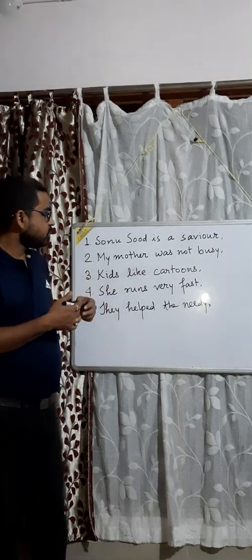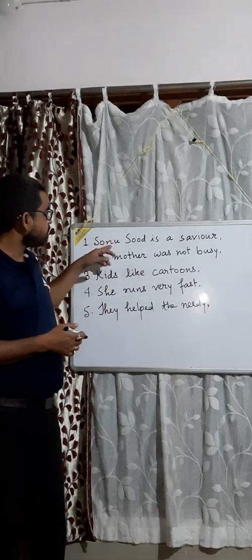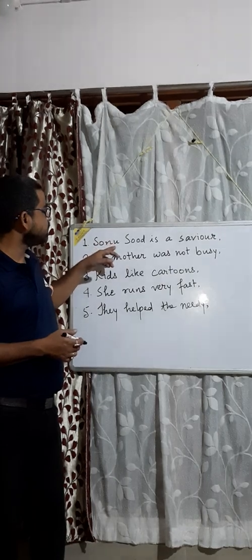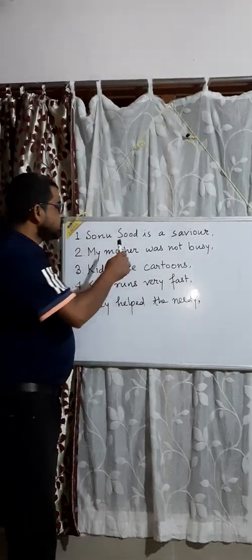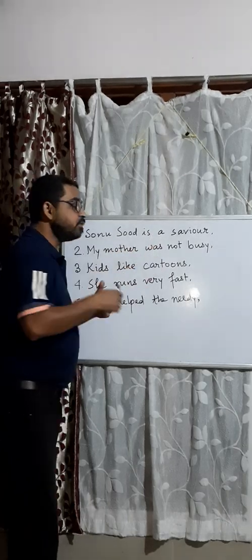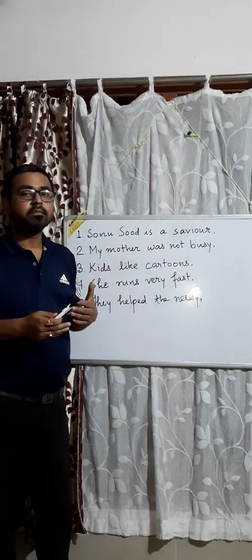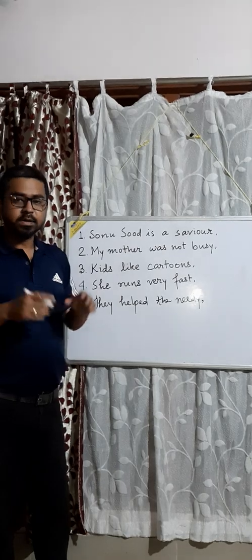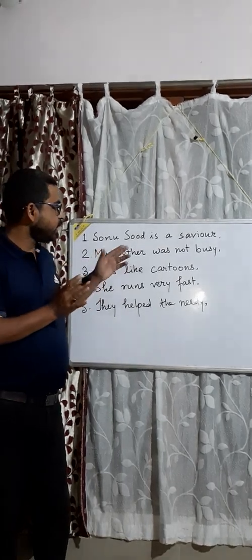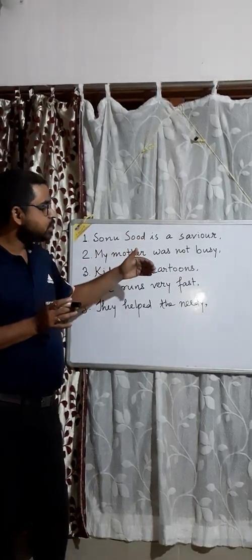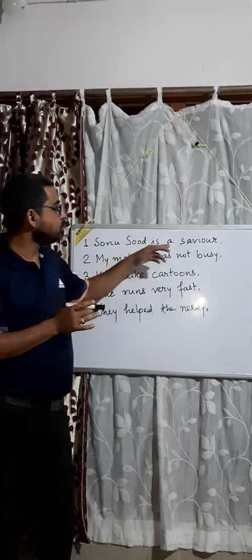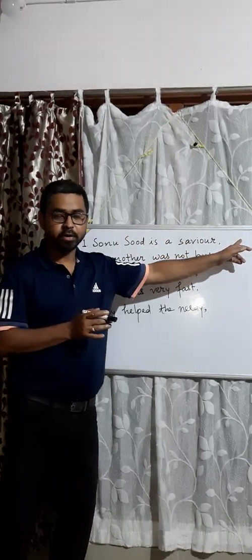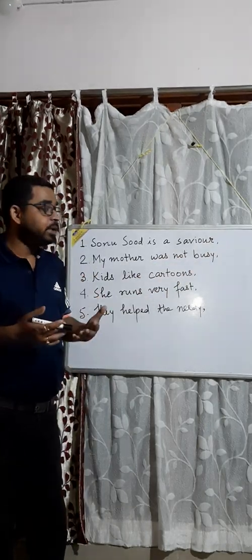The first thing that you have to do is that you have to determine whether the given statement is positive or negative. So this statement, Sonu Sood is a savior, is a positive statement. This is step number one. We have identified that this is a positive statement, so we already know that our tag will be negative here. So now, what do we do next?